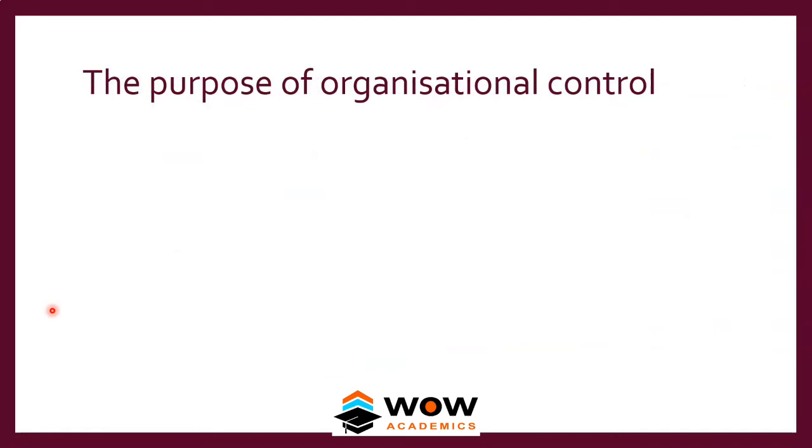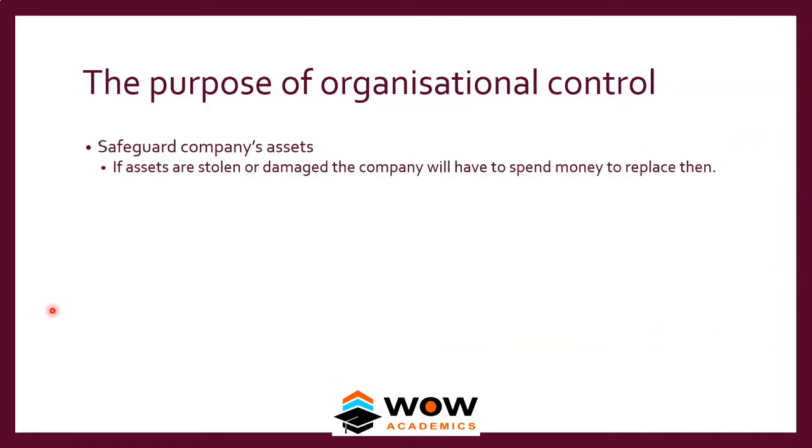So why are we actually doing all of this? The main purpose of having financial systems and procedures, the first one, is to safeguard the company's assets. For example, a warehouse employee might steal some goods and take them to his house. So we have to have a check and balance at the warehouse employee level.